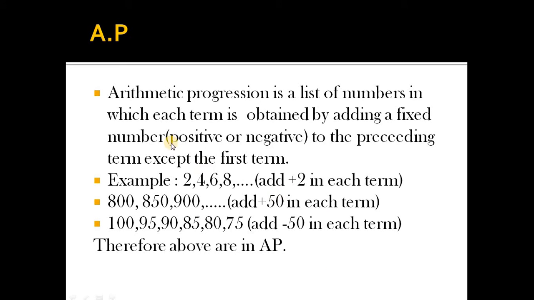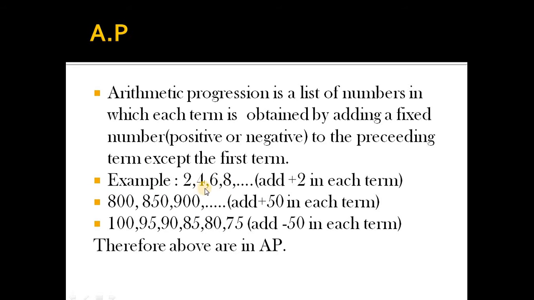Now when it comes to AP, an arithmetic progression is a list of numbers in which each term is obtained by adding a fixed number. Please just concentrate on this: one fixed number. Not a number that is increasing or decreasing like our previous plus 2, plus 3, plus 4. Here it is only one fixed number. The number can be positive or negative, added to the preceding term, except the first term. Only the first term does not get added to, but the remaining terms do. So a fixed number is added.